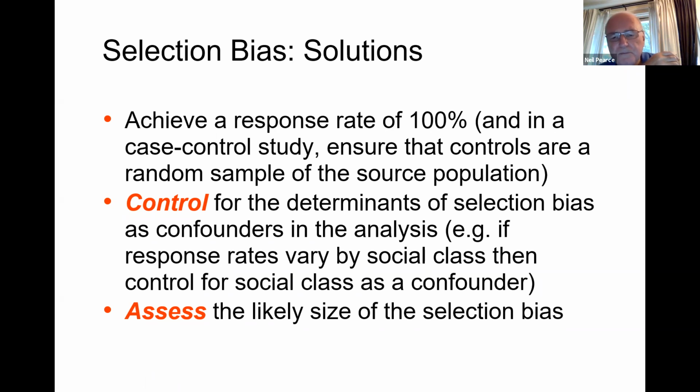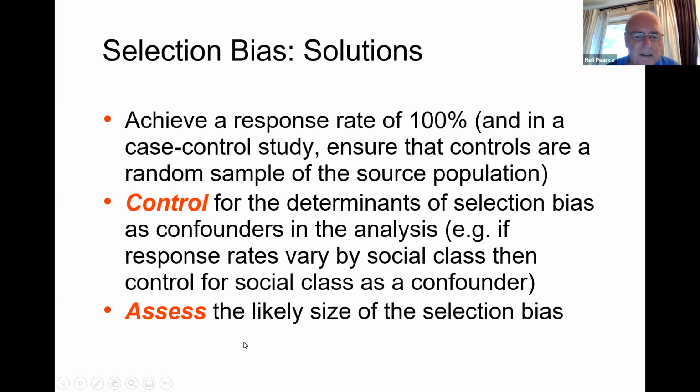So for example, if exposure doesn't vary by age, the percentage exposed is the same in every age group, but you get lots of old people who agree to take part and lots of young people don't agree to take part, and it's also related to exposure. So young people who are exposed maybe take part, young people who are not exposed don't take part so much, then you'll get a selection bias. But you can control for that to some extent by controlling for age. So you can control for the determinants of selection bias as confounders in the analysis.